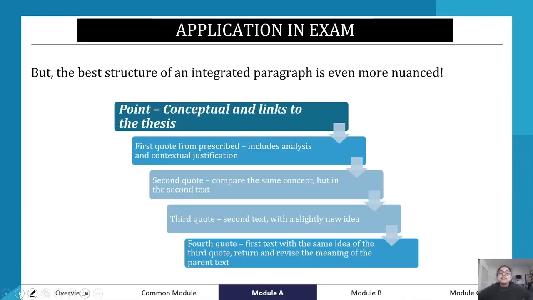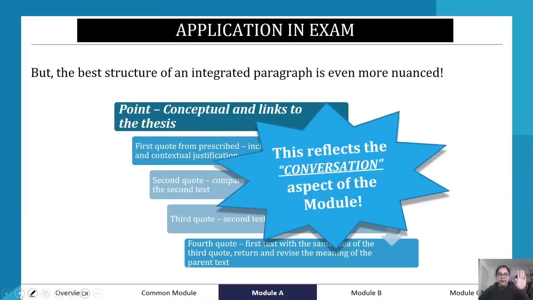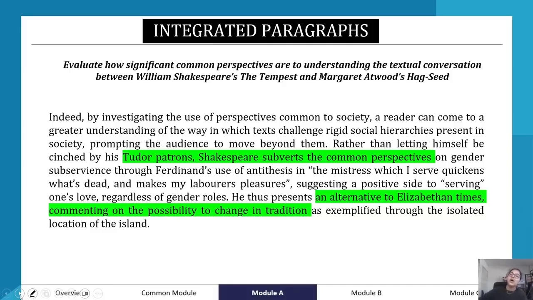Okay, so let's have a look now. Remember, this reflects the conversation aspect of the module. Markers can see that you're going back and forth. You are looking at how the two texts converse with one another.